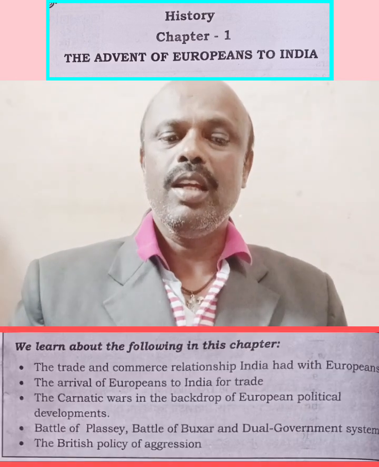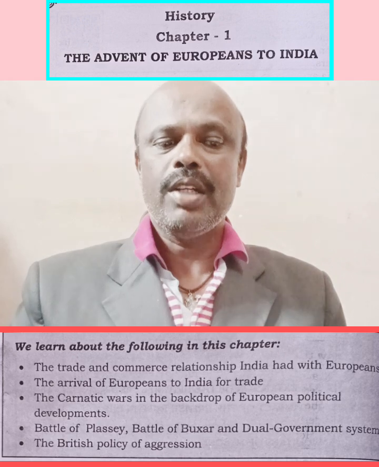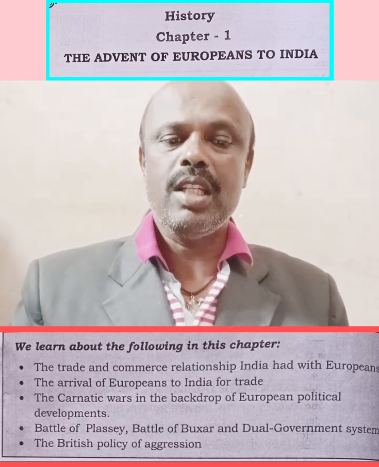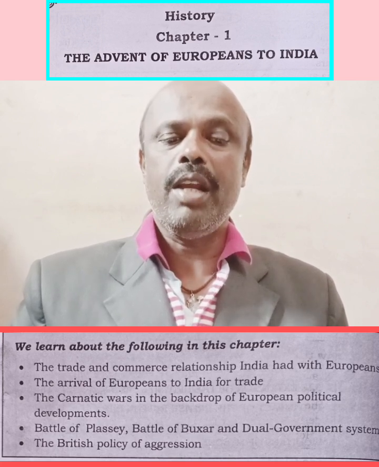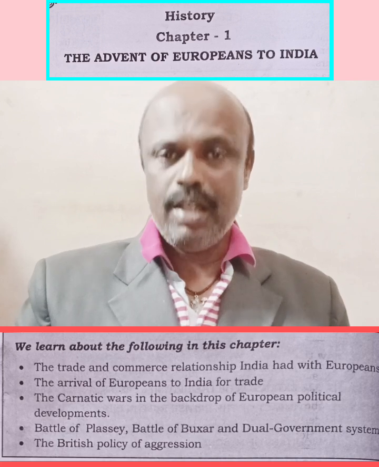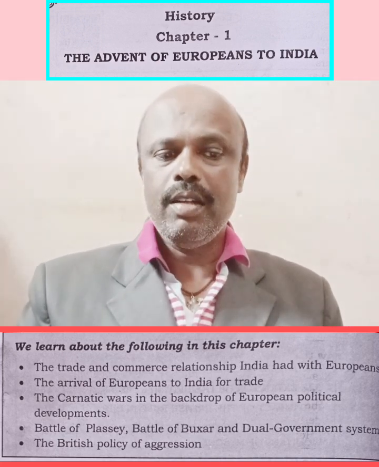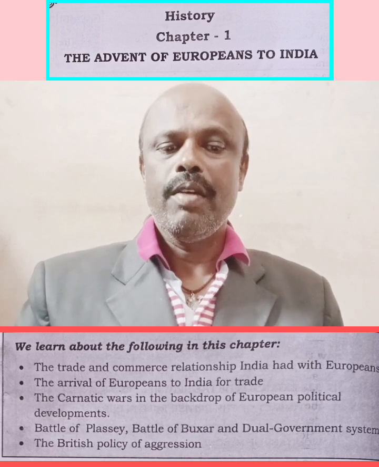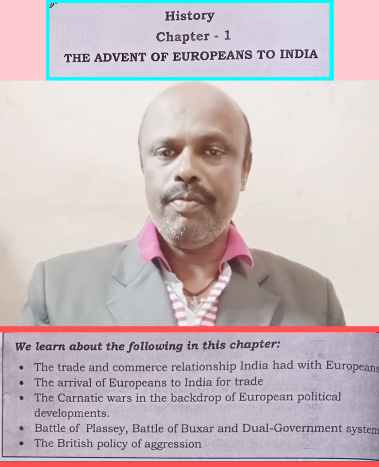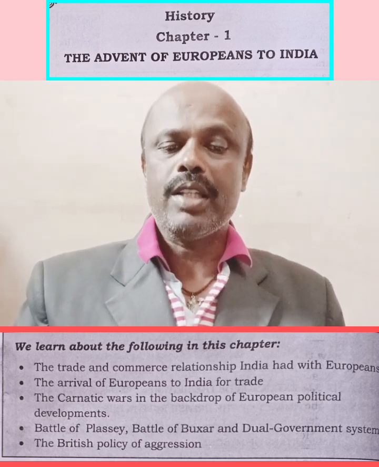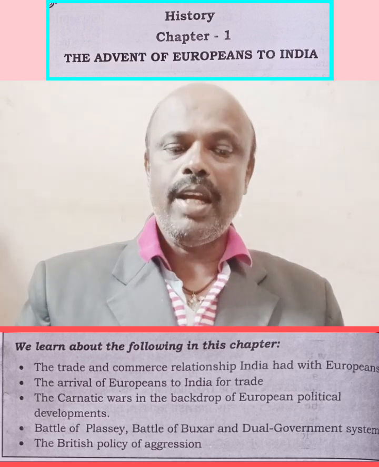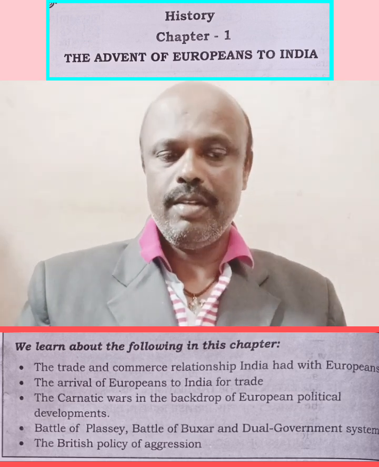The first chapter is the Advent of Europeans to India. We learn about the following in this chapter. First point is the trade and commerce relationship India had with Europeans. Second point, the arrival of Europeans to India for trade. Third point, the Carnatic Wars in the backdrop of European political developments. Fourth point is the Battle of Plassey, Battle of Buxar and the dual government system. Fifth point, the British policy of aggression.